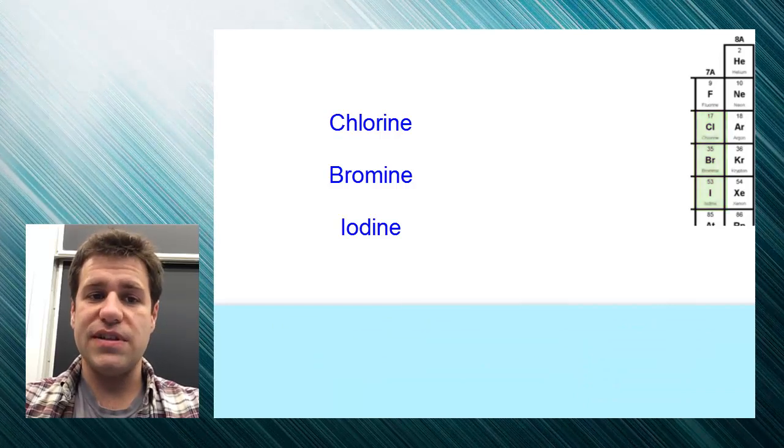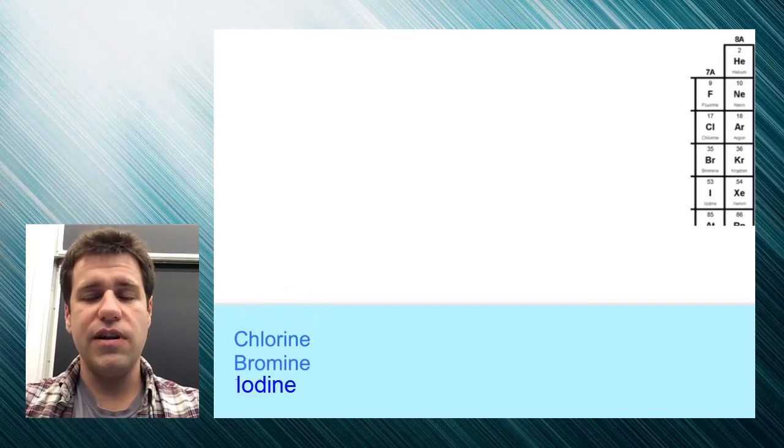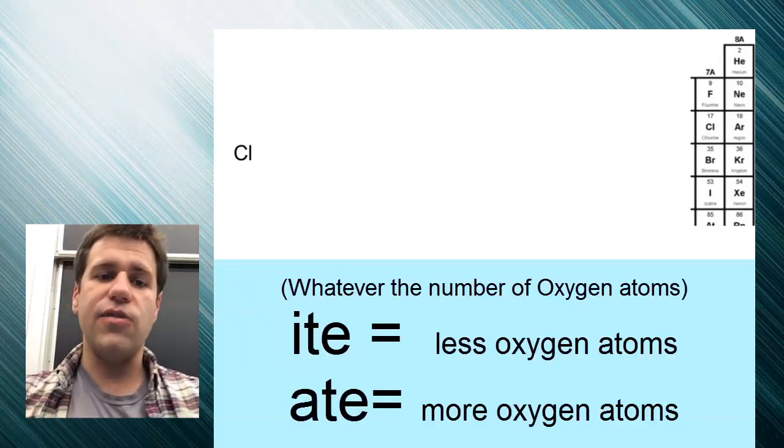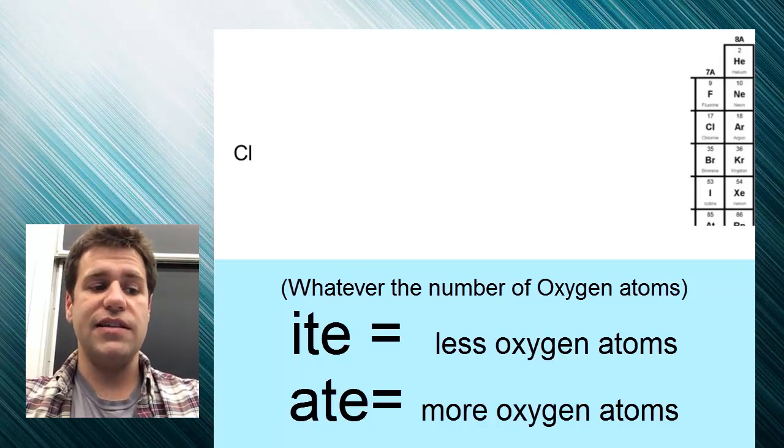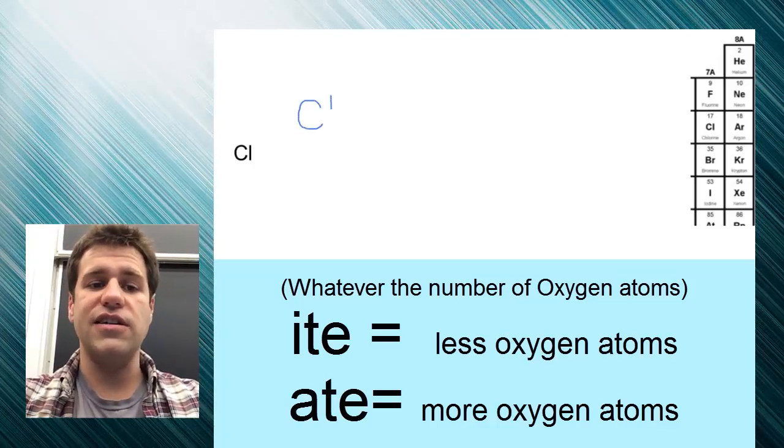For example purposes, as we've said, things in a group act the same. So we don't need to do all of them. They're not all going to be different. The only difference is which element I'm going to use, whether it's chlorine, bromine, or iodine. So let's just use chlorine for our example.